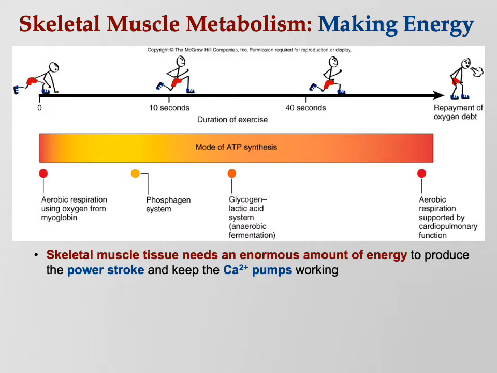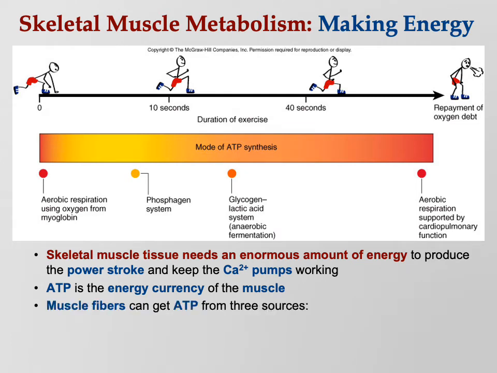So skeletal muscle tissue needs an enormous amount of energy to produce the power stroke and keep the calcium pumps working. ATP is the energy currency of the muscle. We know that muscle fibers get ATP in 3 ways, and we're going to break those down and look at them individually. So the phosphagen system gives you just a few seconds of ATP, but it's immediate.